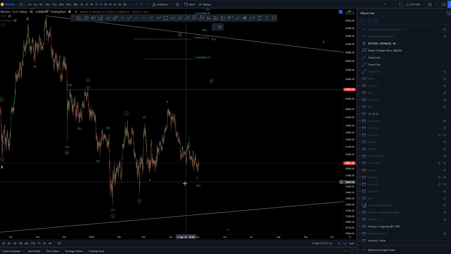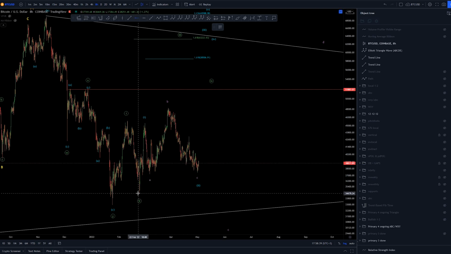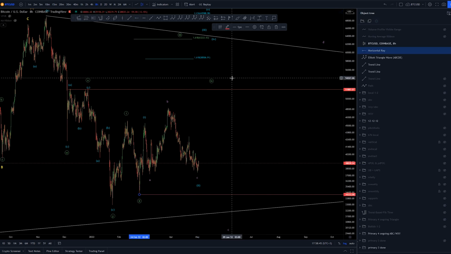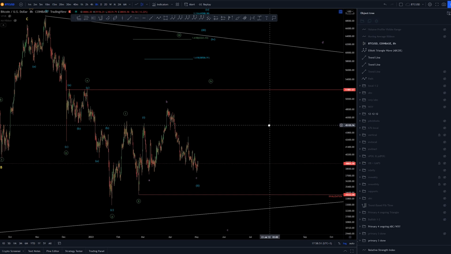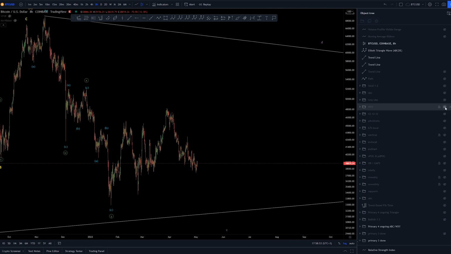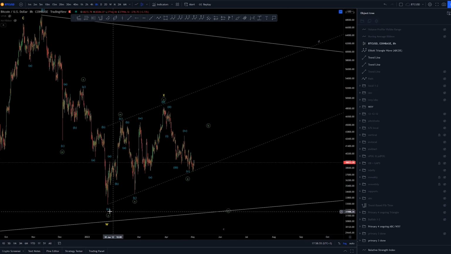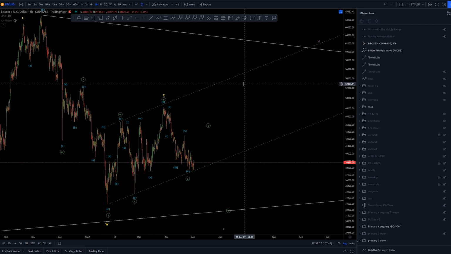So yeah, invalidation point now is down here. If I can clip it here, there we go. So invalidation, and there we go. Now, other options, what do we have in medium time frame? We still have this WXY count.